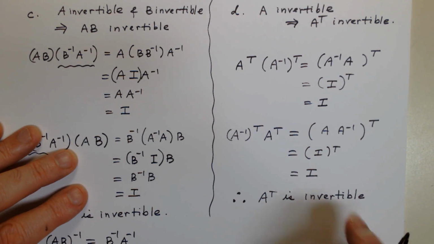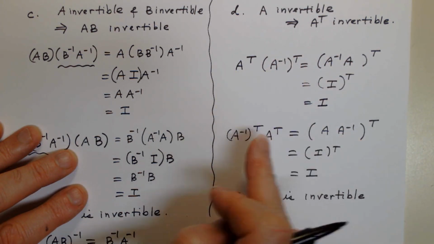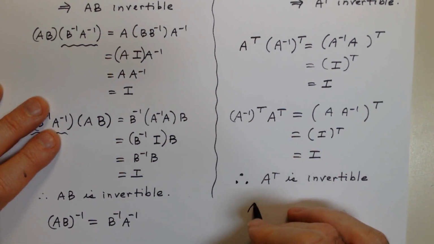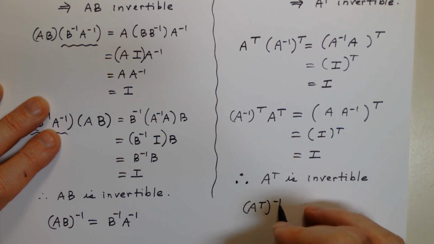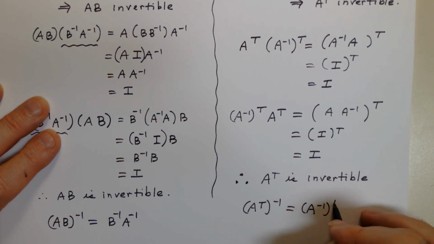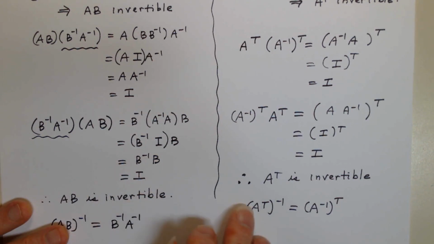And more than that, since we know that this is the matrix that multiplies A transpose to the identity on both sides, we also have, as an artifact of this proof, that A transpose inverse must be the transpose of the inverse. That's what we've shown, right? That A transpose's inverse follows this formula.